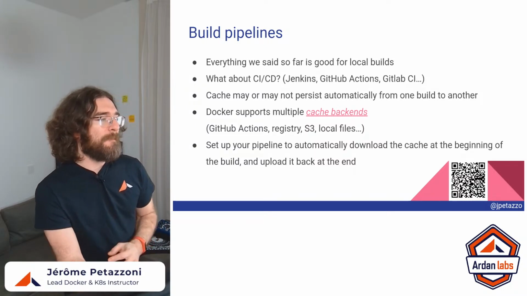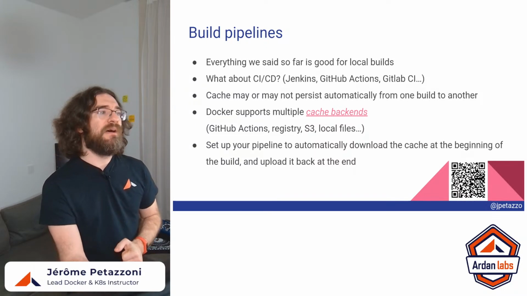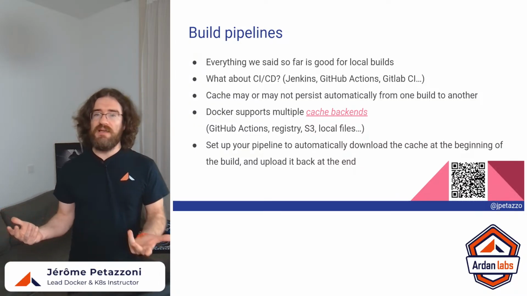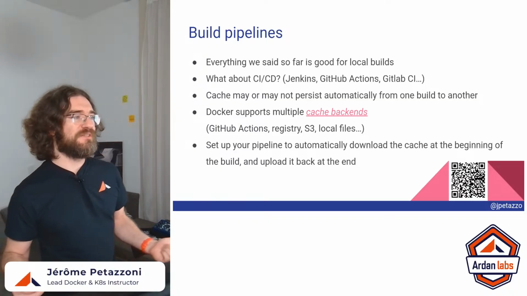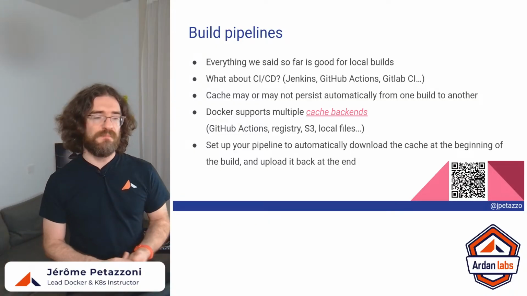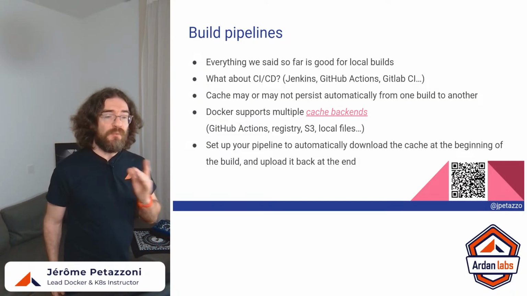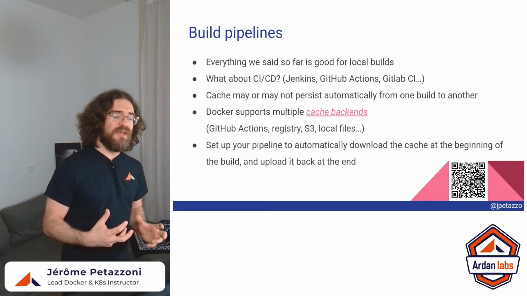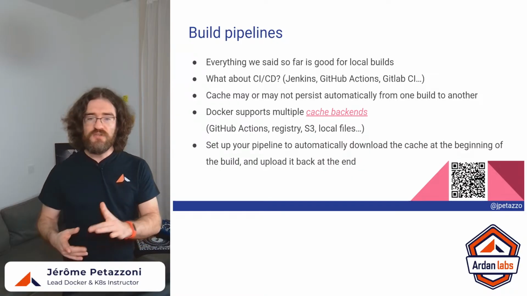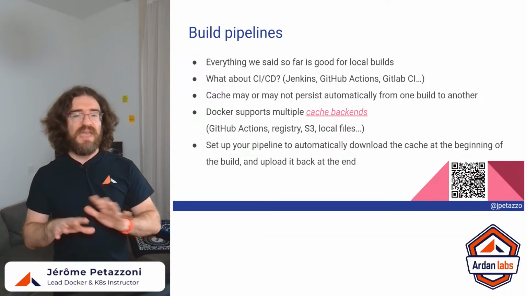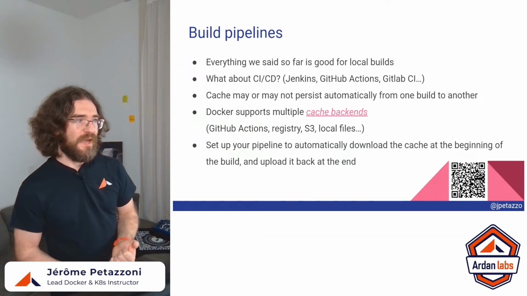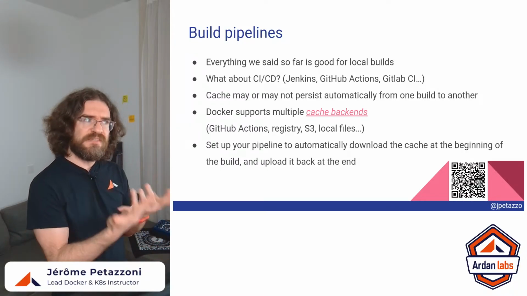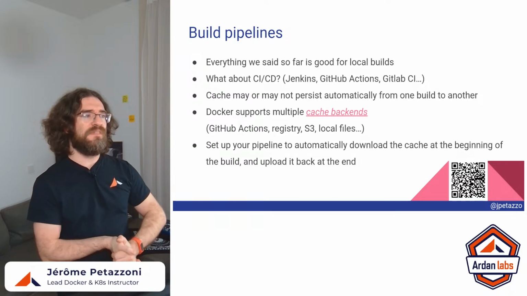Okay, so now one thing to keep in mind is that when you use that in a build pipeline, maybe you're using GitHub Actions or GitLab or Jenkins or something like that, very often, if we use, let's say, GitHub Actions, each time you have a new build, you start in a brand new, empty environment. So that kind of defeats the whole point of this cache mechanism. So how does that work in that case?